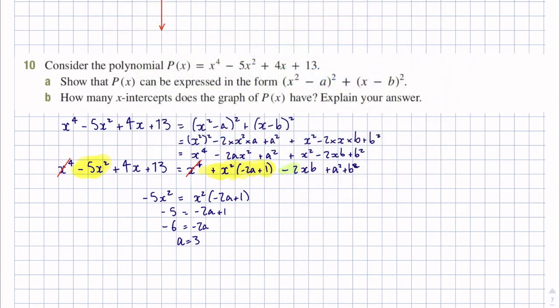My next thing I'm going to say is that this one equals this one. So I can say 4x equals negative 2xb. Get rid of the x's. 4 equals negative 2b, so b equals negative 2. Which means I can express x to the 4 take 5x squared plus 4x plus 13 equals x squared take a, which is 3 squared, plus x take b, which is negative 2 squared. There, I've done 10a.